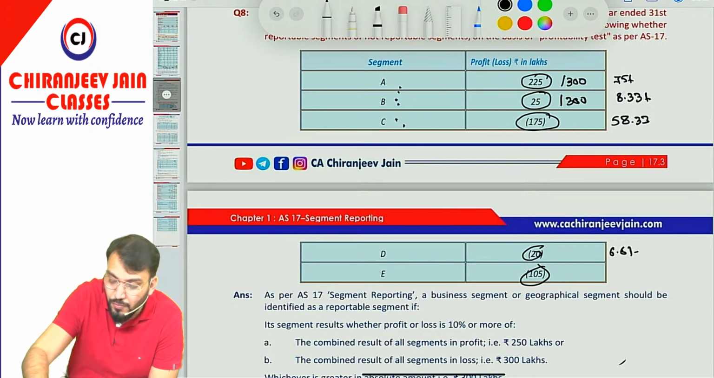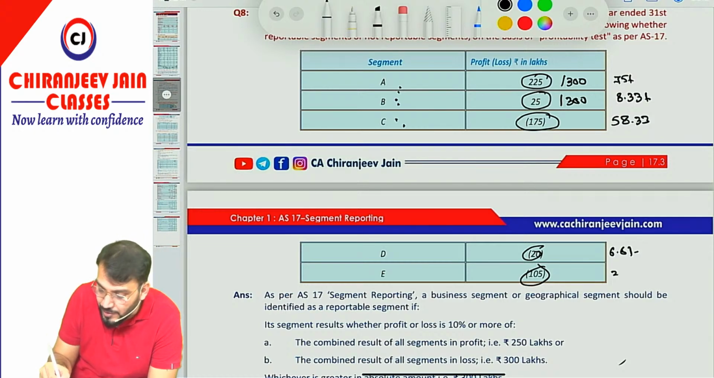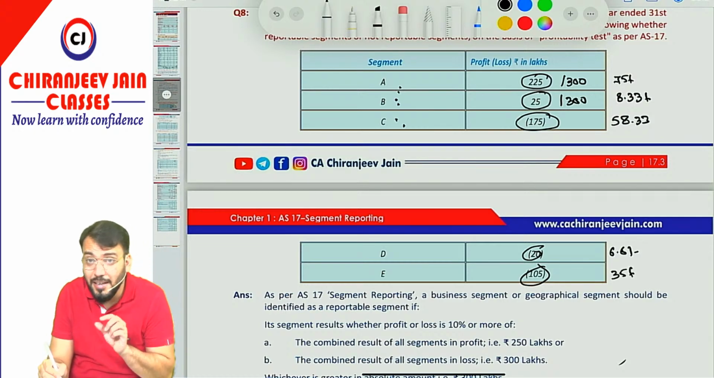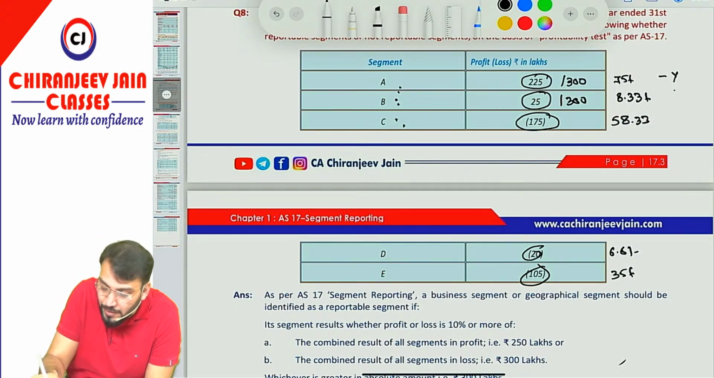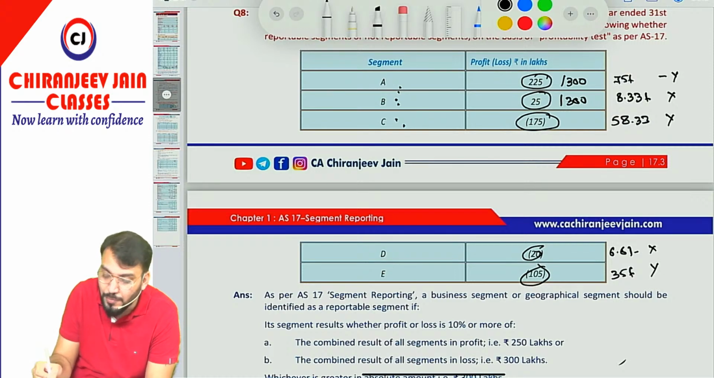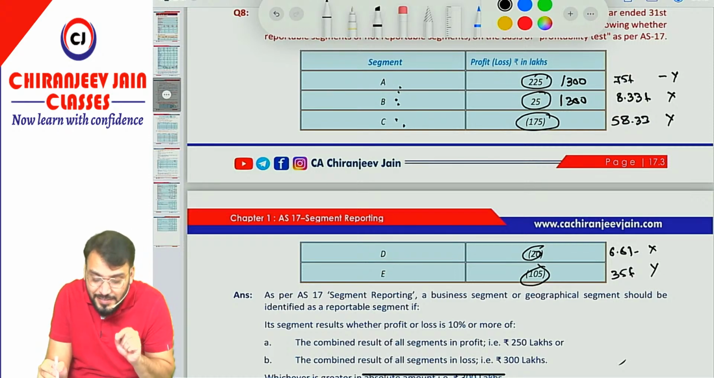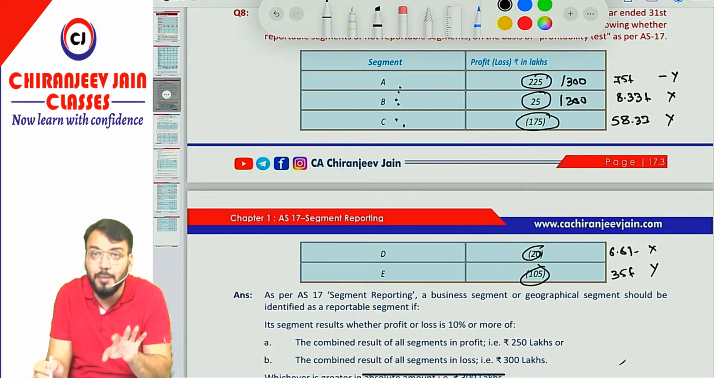6.67%. Then 105 divided by 300, how much? It is coming 35%. Now, which satisfy the 10% criteria? So this satisfies, so this becomes reportable. This is not reportable, this is reportable, this is not reportable, this is reportable. So based on segment result, A, C and E become reportable segments. This is your answer.